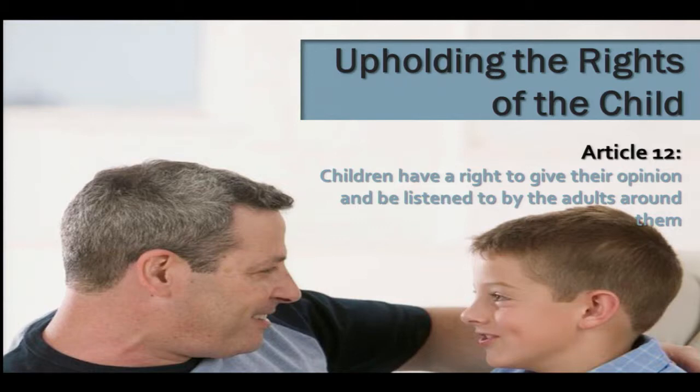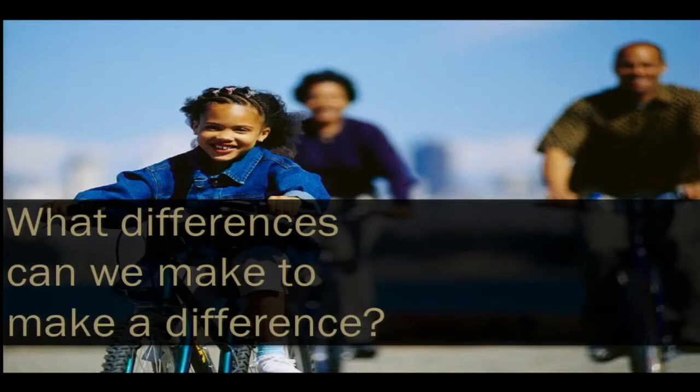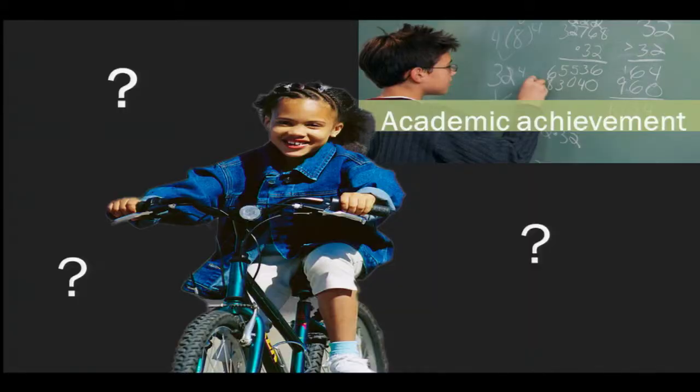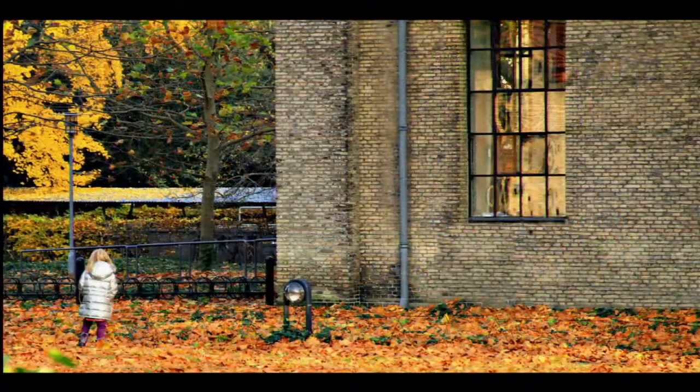Also, I want to mention the UN Convention on the Rights of the Child, which says that children have a right to be listened to. The dimensions of the MDI: basically, we looked at 5 decades or more of resiliency research, trying to identify the critical components. We talked about social and emotional development. We talk about connectedness to family, to school, to neighborhood, and to peers, school experiences, physical health and nutrition, as well as constructive use of time after school.